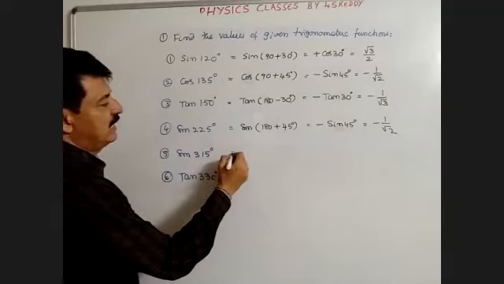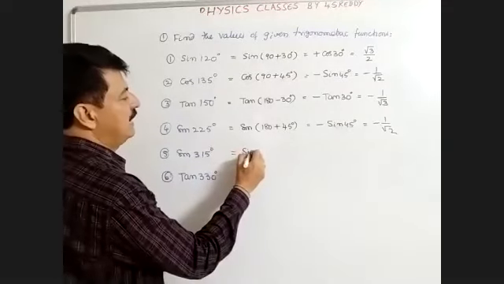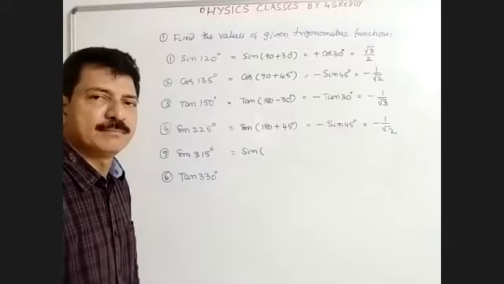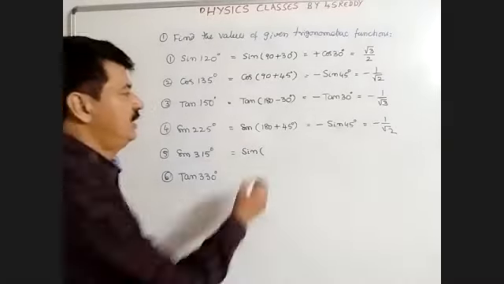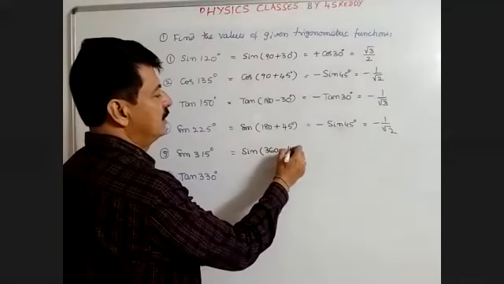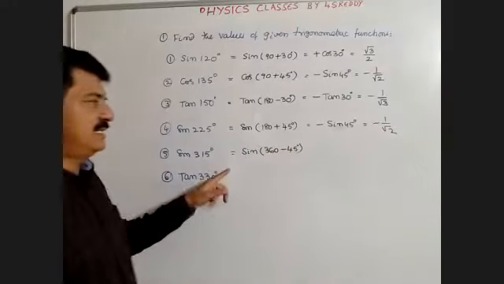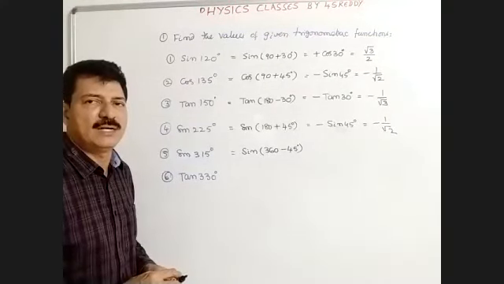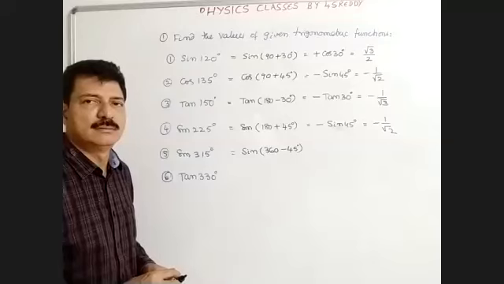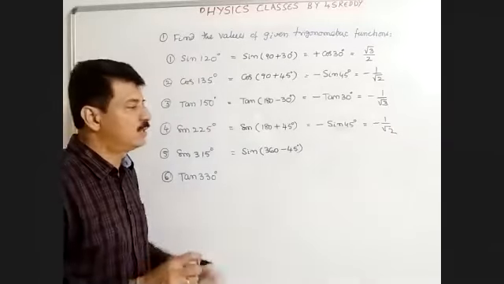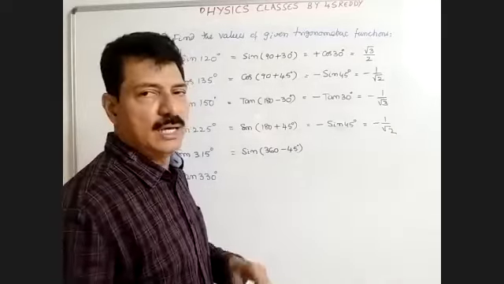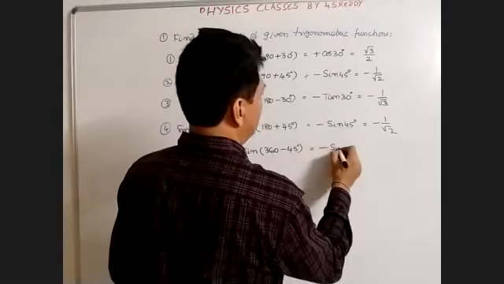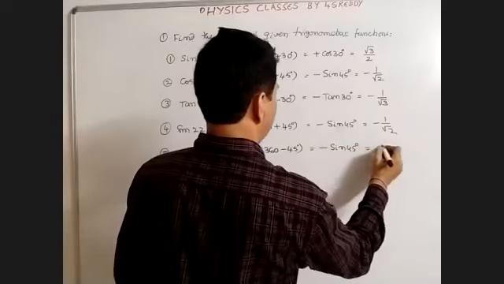What about sin 315? Sin of how much you can write? Tell me. 360 minus 45. Can I write? 300 plus is there, so I can write 360 minus 45. 360 minus 45 means which quadrant? Fourth quadrant. In fourth quadrant, which is positive? Only cosine is positive. So sine should be negative. Minus, function remains same. Minus 1 by root 2.